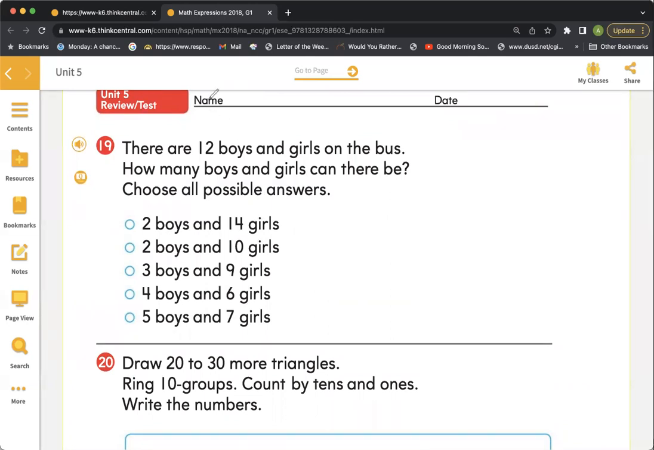So we have 12 kiddos on the bus. Some are girls and some are boys. What are all the different ways that could be? Could there be 2 boys and 14 girls? Does that seem reasonable? 2 boys and 10 girls? 3 boys and 9 girls? 4 boys and 6 girls? And 5 boys and 7 girls?